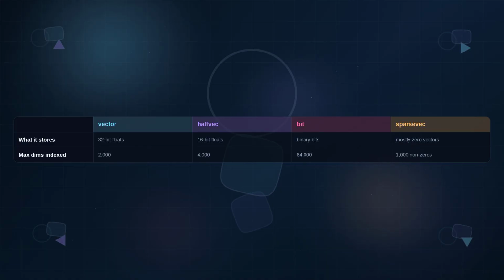Float vectors are the default, but they are not your only option, and the alternatives matter once your tables get large. The standard vector type stores each number as a full-size 32-bit float. That is accurate, but it is also the most expensive choice for both storage and memory, and it can be indexed up to 2000 dimensions.